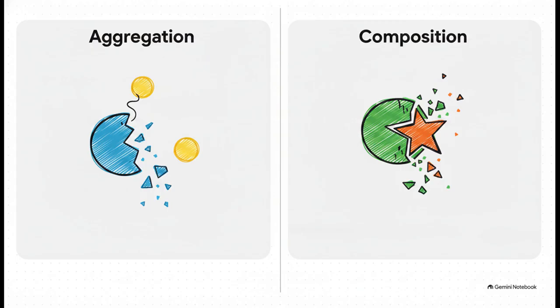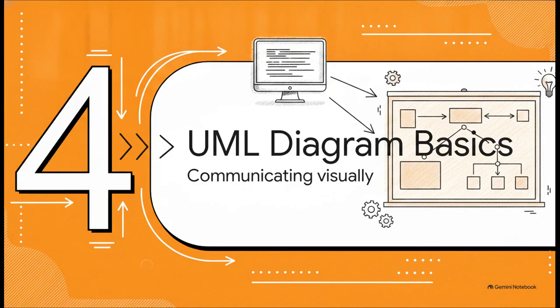Composition, on the other hand, is a strict whole-part relationship. In composition, the lifespans are totally shared. If you destroy the whole, the part is inherently destroyed right along with it. No exceptions. All right, let's shift our narrative from code to canvas.